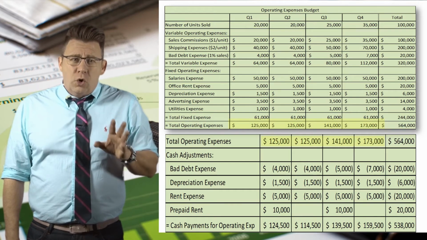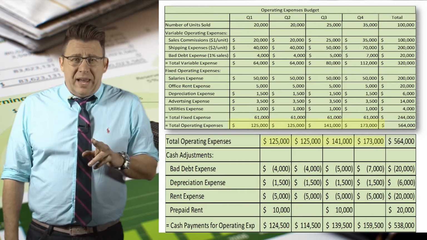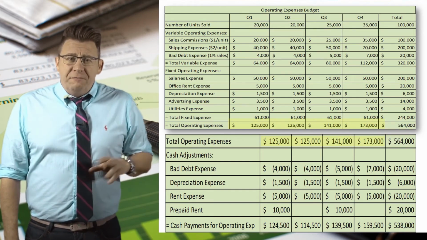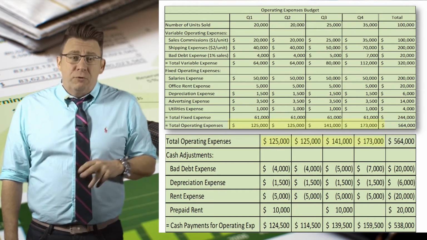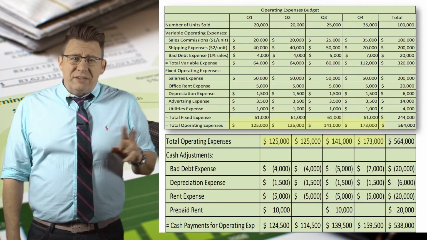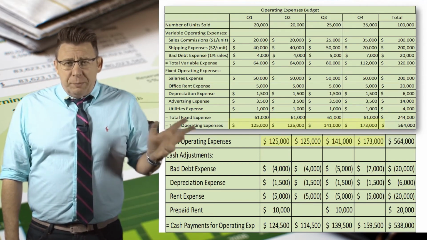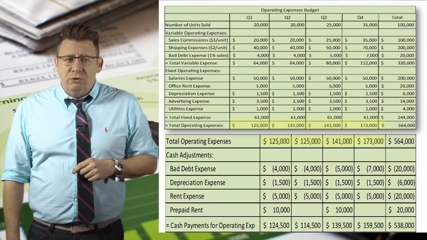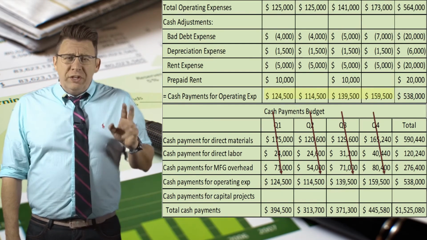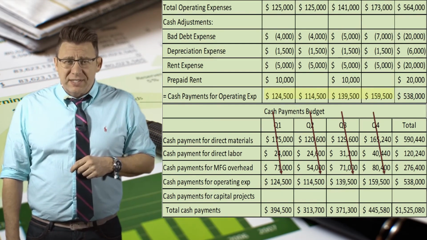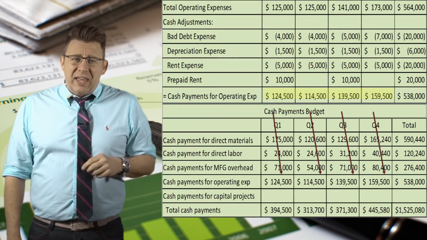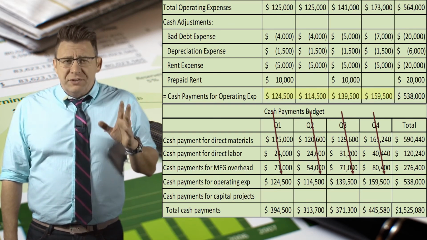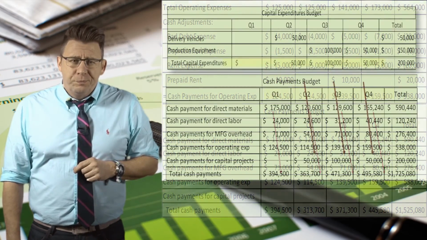Additionally, I've added back the quarterly rent expense, since that doesn't match the timing for when those amounts will be paid. Finally, I've shown the cash payment for prepaid rent, which I've assumed happens as follows. Prepaid rent $10,000 in Q1 and $10,000 in Q3. When we total the cash payments for operating expenses we'll list that on the cash payments budget. In my example, let's assume that all the payments are made in the quarter incurred.